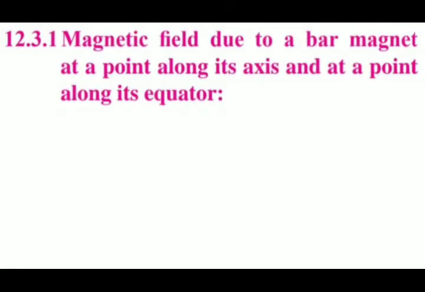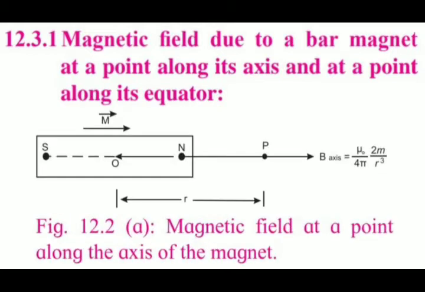Now we have magnetic field due to a bar magnet at a point along its axis and at a point along its equator. Now we have seen what is axis, we have seen what is equator. So let's consider a bar magnet and its axis. Axis is nothing but the horizontal line passing through the center of the bar magnet, or passing through the poles of the bar magnet. So this is the axis of a bar magnet.